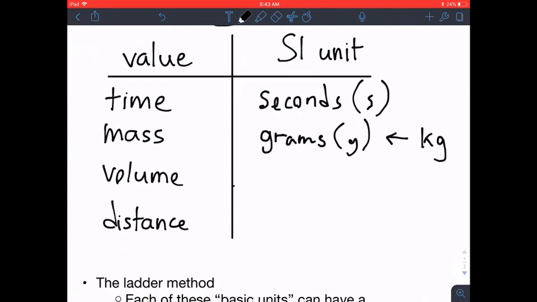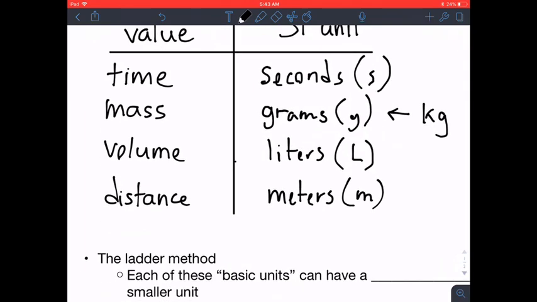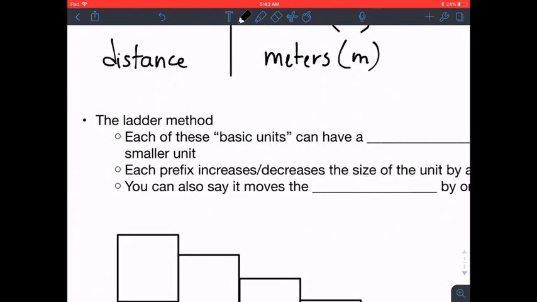For volume, we use liters, symbolized with a capital L, because a lowercase l looks like a 1. Sometimes we use this symbol of L, but we don't do that much in physics, so I'm going to leave that off. Distance is measured in meters with the symbol m. Please don't try to use any other units other than that, or their different versions with prefixes, which we'll see in just a second.